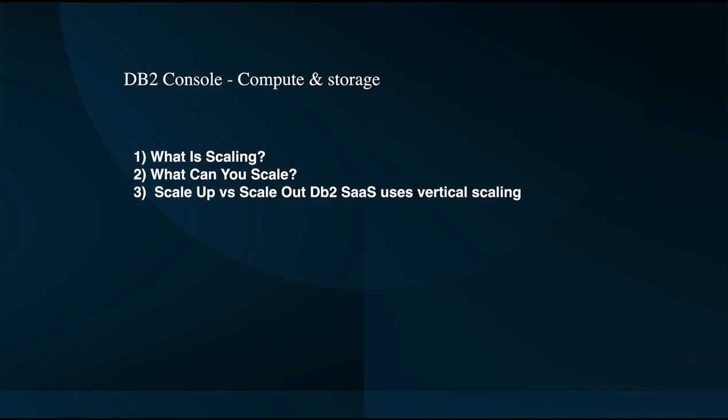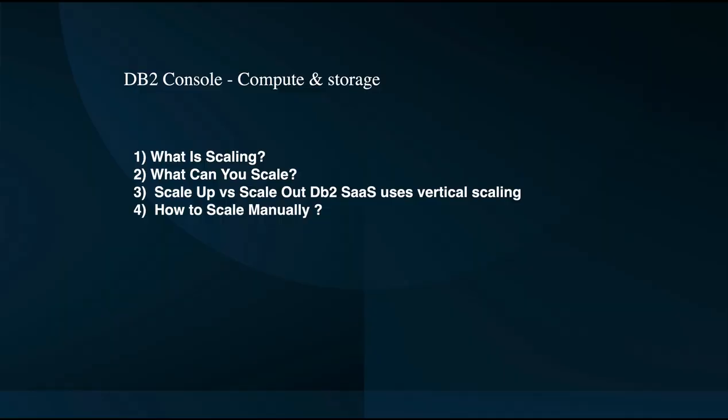Scale up versus scale out. Db2 CaaS uses vertical scaling, increasing capacity on your existing instance rather than adding new servers. This keeps the setup simple while still handling significant growth in workload size and complexity.